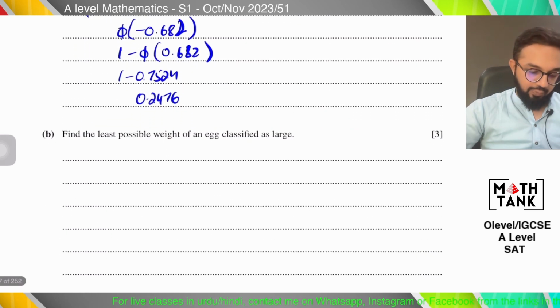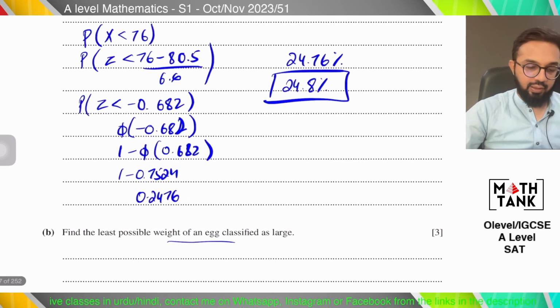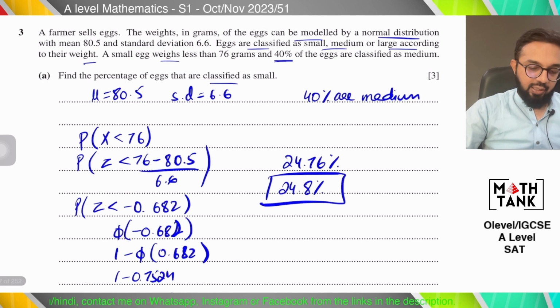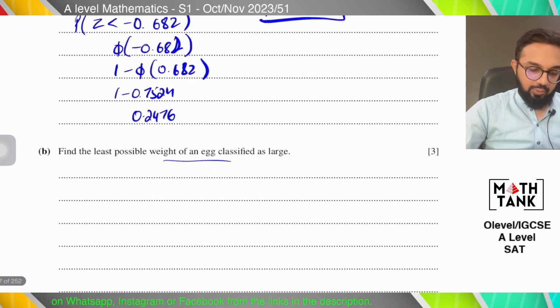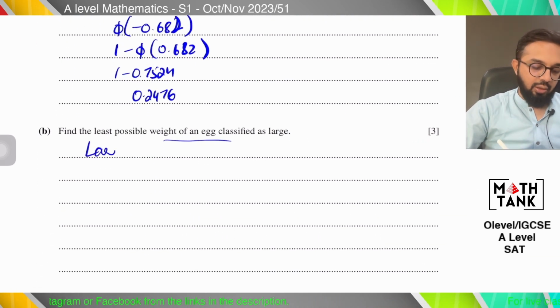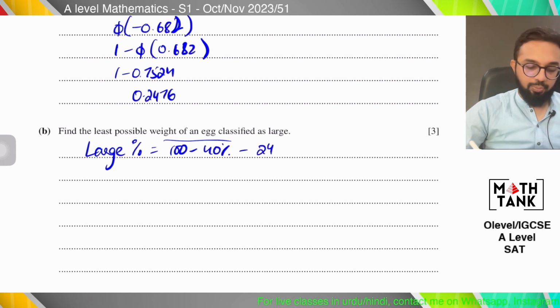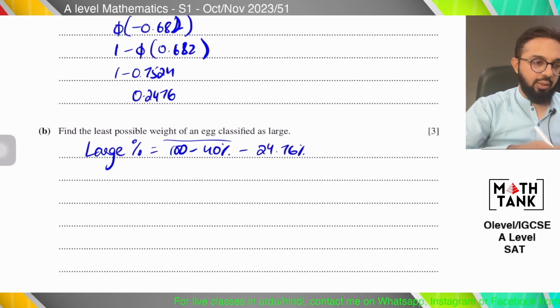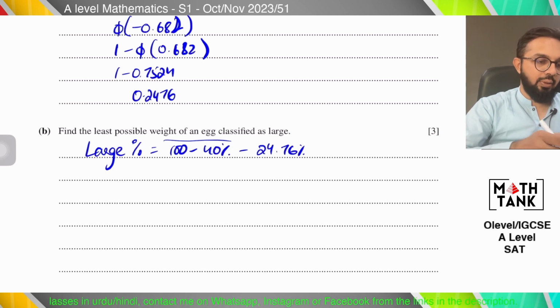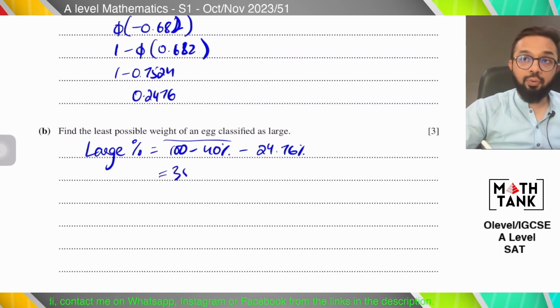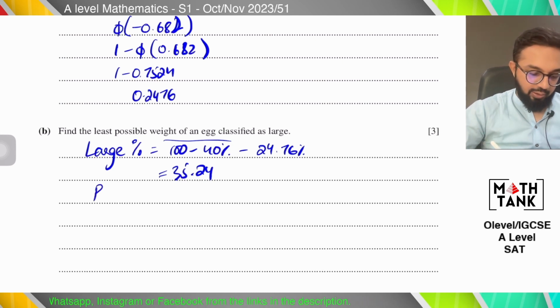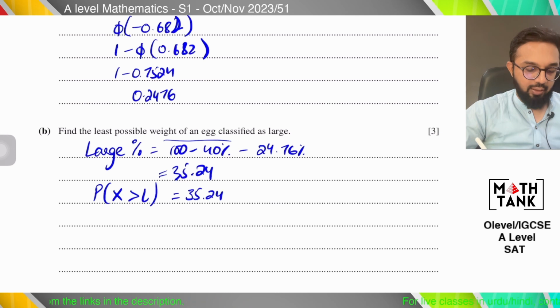Moving on to the next question, find the least possible weight of an egg classified as large. Now, 40% are classified as medium. So what should be the large percentage? The large percentage should be 100 minus 40% minus 24.76%. So that gives me 35.24. So the probability of x greater than a number L is 35.24%.